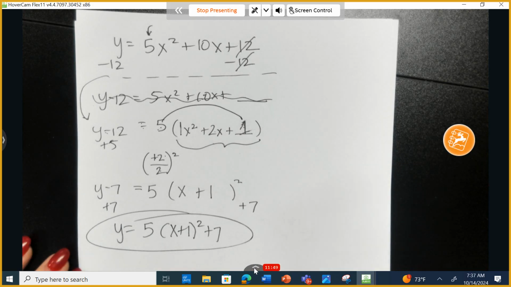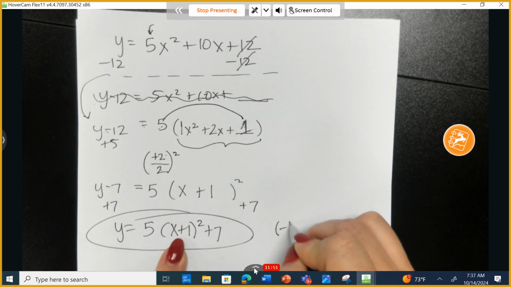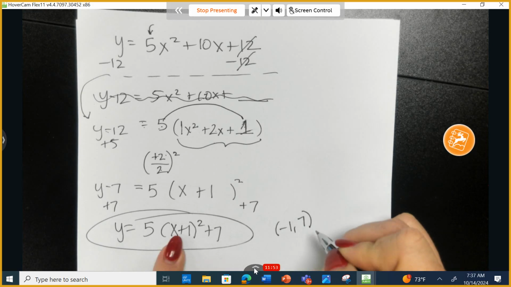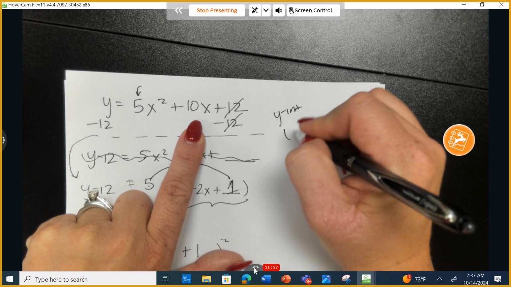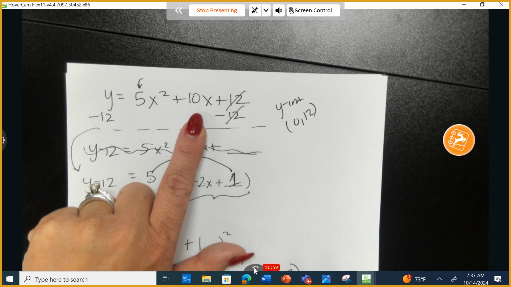Let's identify the vertex. The vertex for this problem is negative 1, positive 7. It lies to us and it tells us the truth. Up here we can identify the y-intercept as 0, 12.